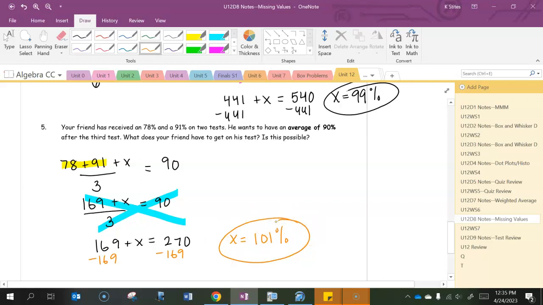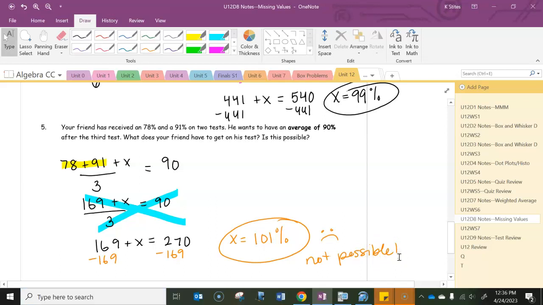So unless your teacher is offering some extra credit, this is probably not possible. Okay, because he needs to score over 100% in order to get that average. All right, so that is how to find the average, or how to find a missing value.